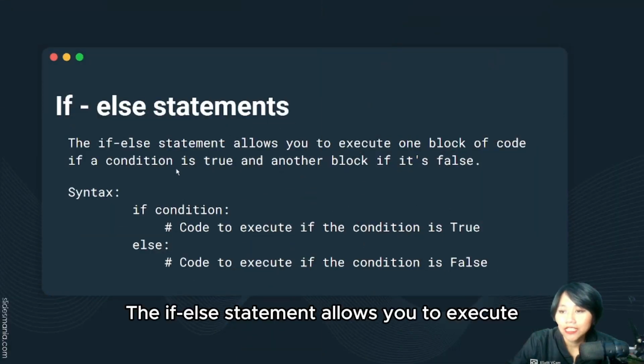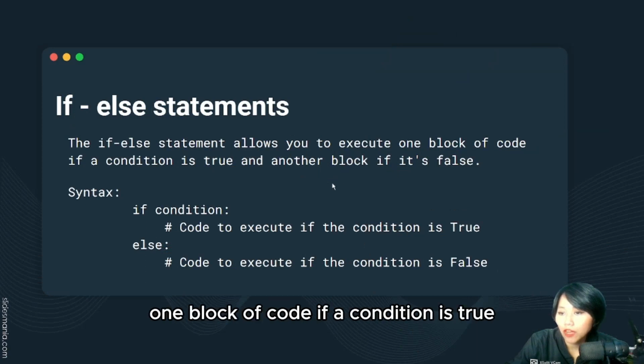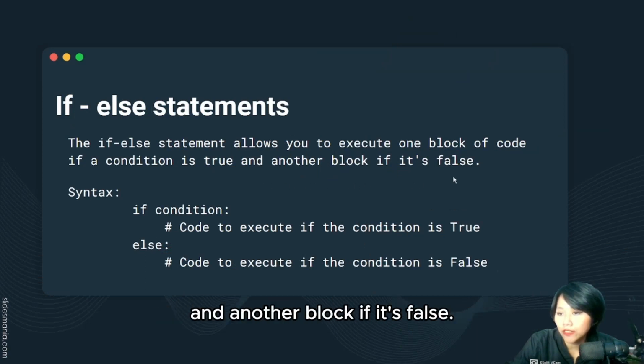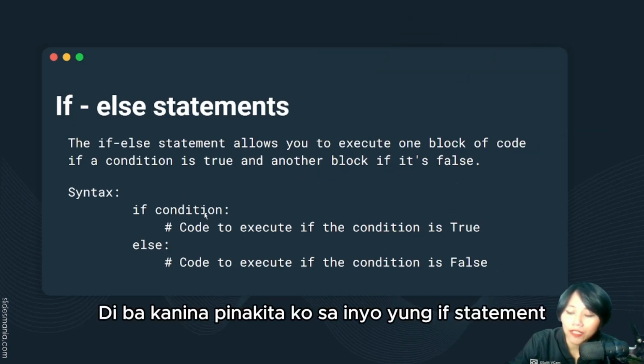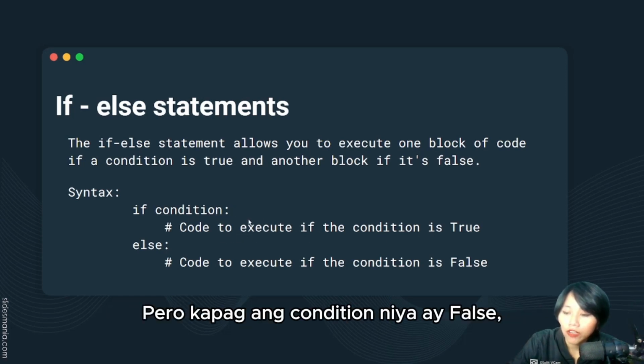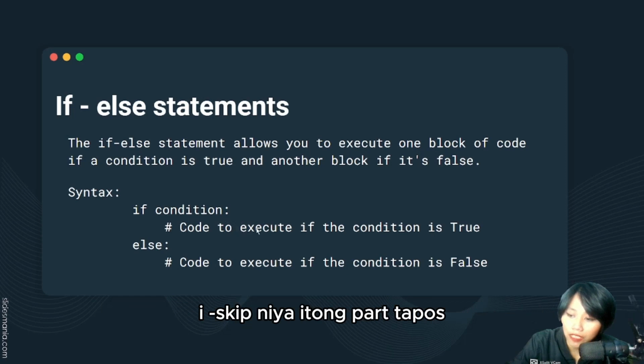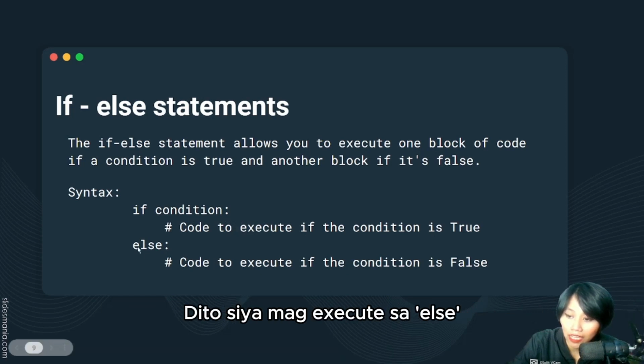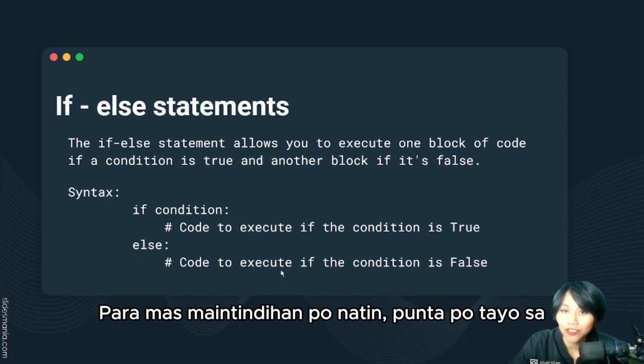If-else statements. The if-else statement allows you to execute one block of code if a condition is true and another block of code if it's false. Dito sa syntax, di ba kanina pinakita ko sa inyo yung if statement, kapag ang condition niya ay true, mag-execute siya dito. Pero kapag ang condition niya ay false, i-skip niya itong part tapos dito siya mag-execute sa else. Para mas maintindihan po natin, punta po tayo sa PyCharm.